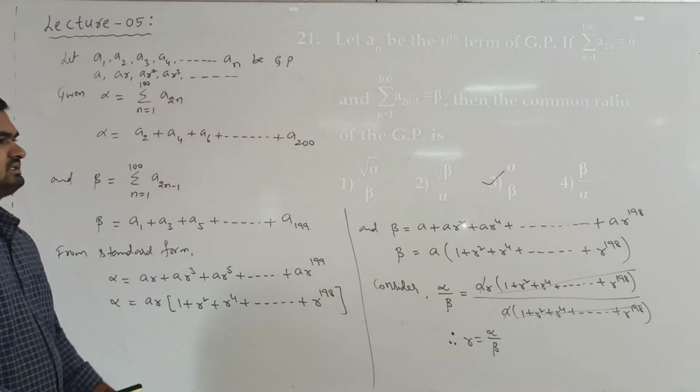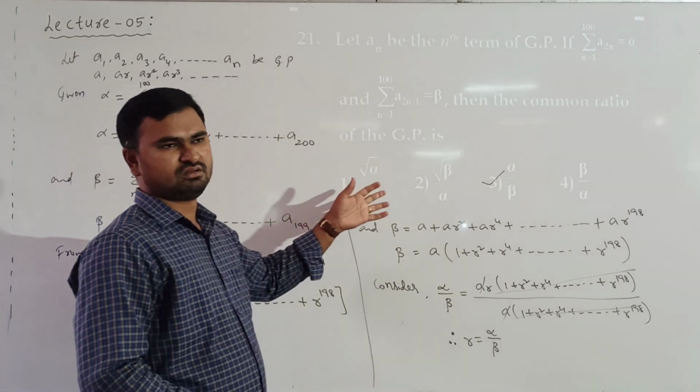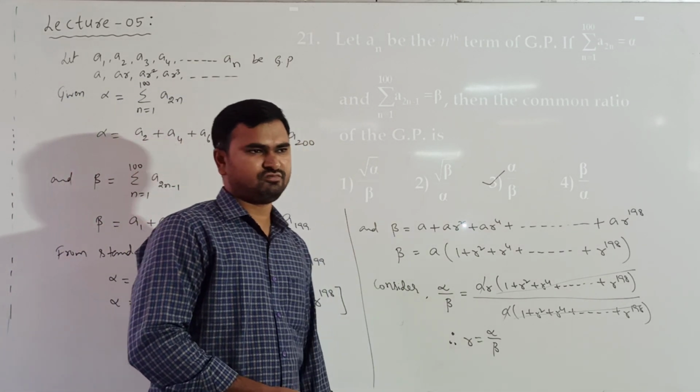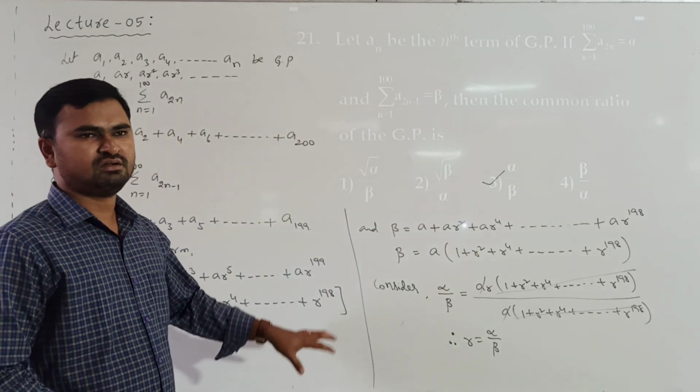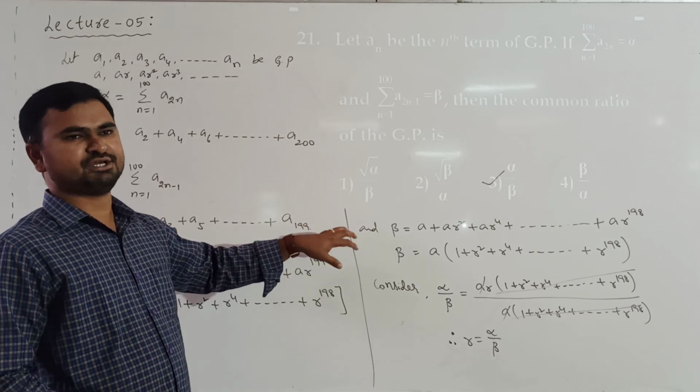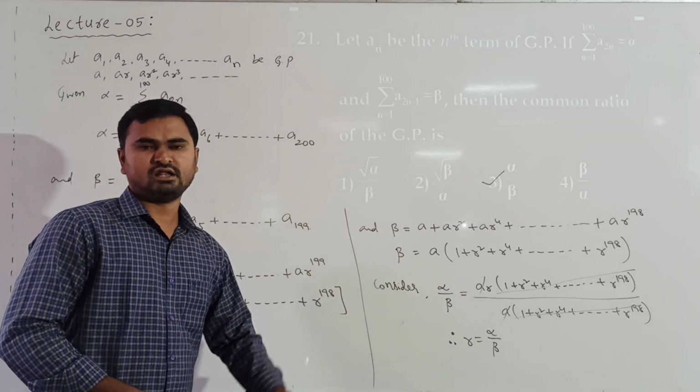Now how will you come to know whether we have to take the ratio alpha by beta or beta by alpha? Just by observing the options. From the options we can get the idea that the required answer is in terms of a ratio. So that's why we are dividing alpha and beta.